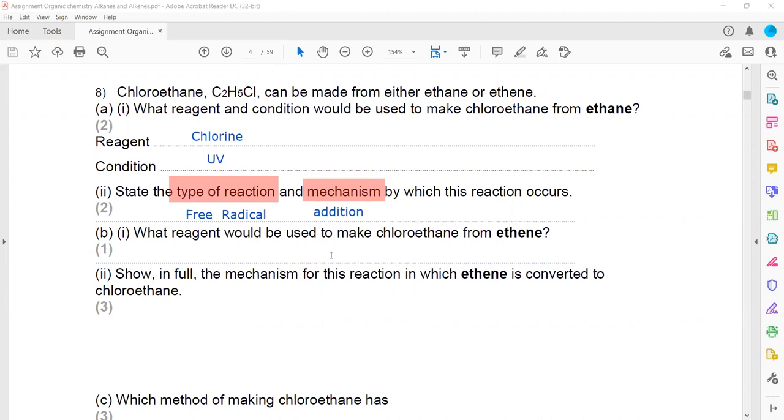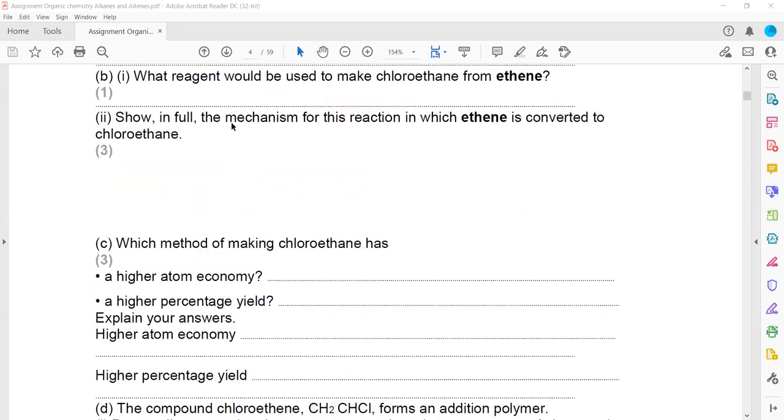What is the reagent that would be used to make chloroethane from ethene? If we want to produce it, it should be hydrogen chloride, HCl, because when HCl is added to ethene, it will form chloroethane. Show the mechanism of how ethene is converted to chloroethane. So we have to show the full mechanism.